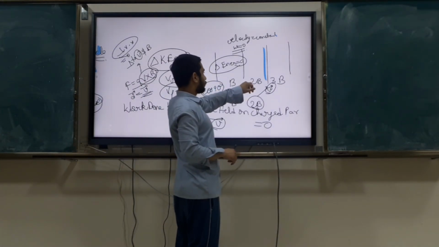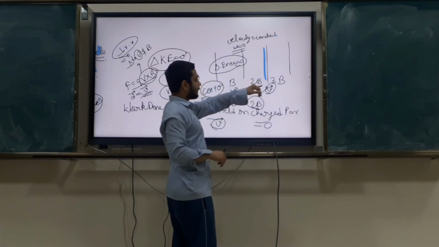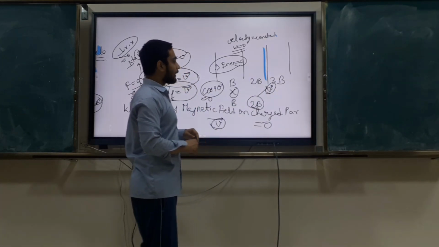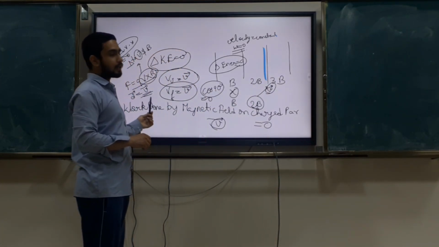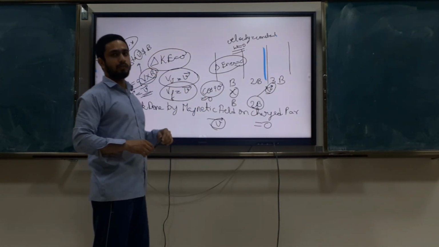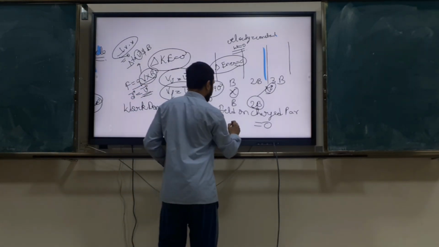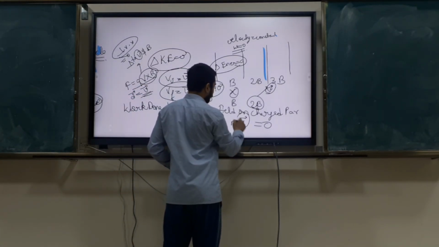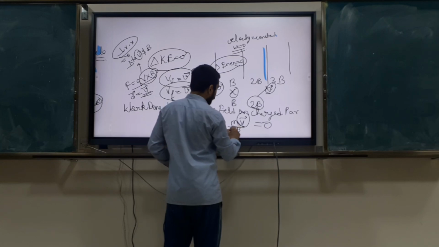So if B is equal to 2B, the radius will be r by 2. Here the radius will be r by 3. So the radius will be changing, but the kinetic energy or the velocity will be constant. In r equal to mv by qB, the mass is constant, and the velocity will also be constant.